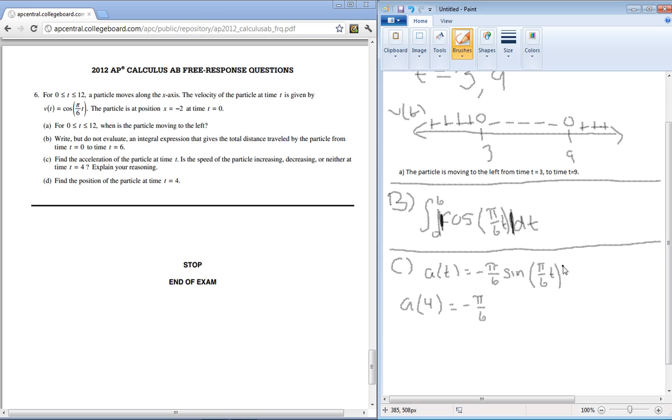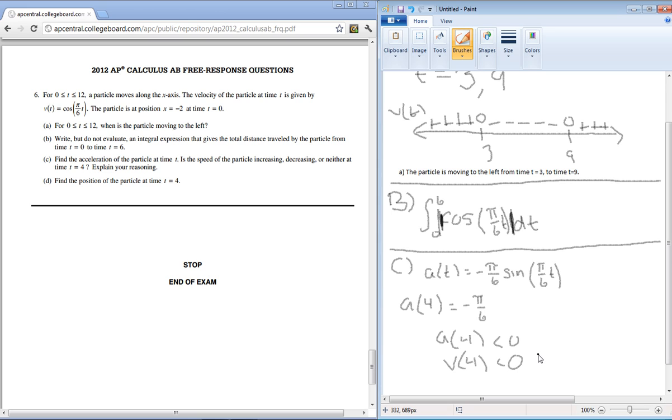Plug in 4 and you get 2 pi over 3. Sine of 2 pi over 3 is a positive value, and that's going to be multiplied by a negative number. So A of 4 is negative. A of 4 is less than 0. Is the speed of the particle increasing, decreasing, or neither? So we need to also know the velocity at 4. We don't need to know the numbers, and it's also negative.